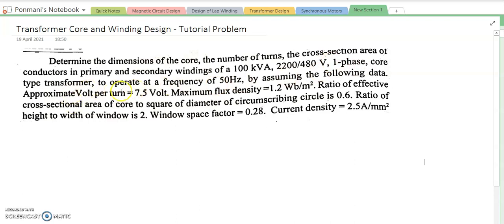2200/480 volt single phase core type transformer to operate at a frequency of 50 Hz by assuming the following data. Approximate volt per turn 7.5 volt, maximum flux density 1.2 Weber per meter square, ratio of effective cross-sectional area of core to square of diameter of circumscribing circle is 0.6. Ratio of height to width of the window is 2, window space factor 0.28 and current density is 2.5 ampere per square mm. So these are the given data. So let us first write the data.